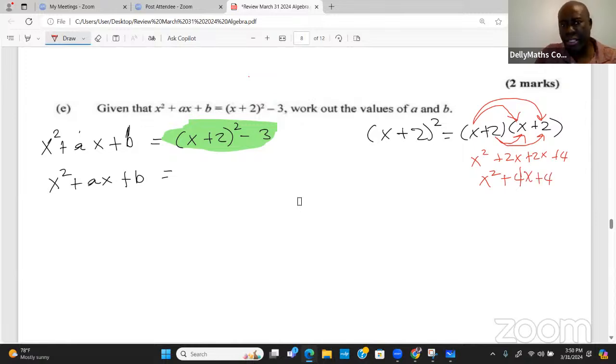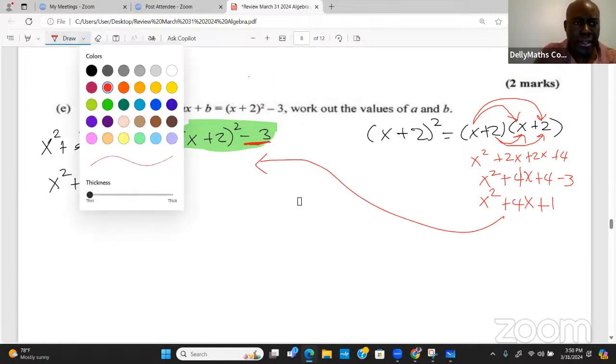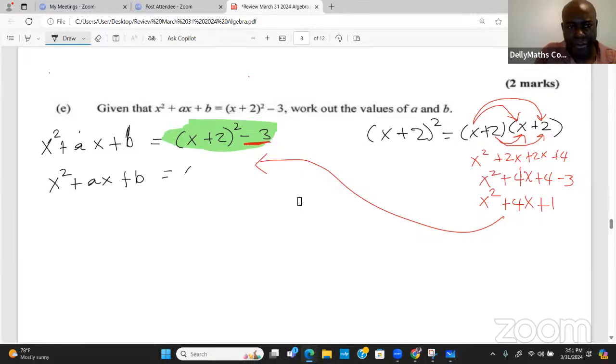Now, take a look. There is a subtract 3 here. So you minus the 3. So you're looking at x squared plus 4x plus 1, because 4 minus 3 is 1. Let's bring this back here. So when I come back here, this is what I have. I actually have x squared plus 4x plus 1.